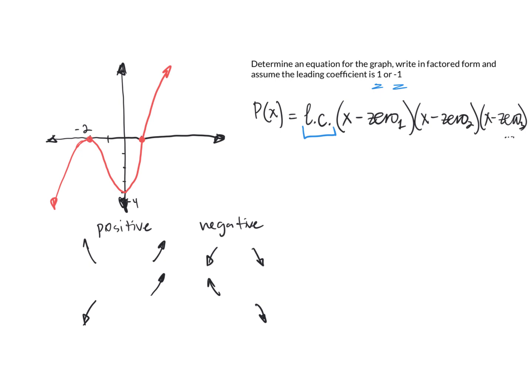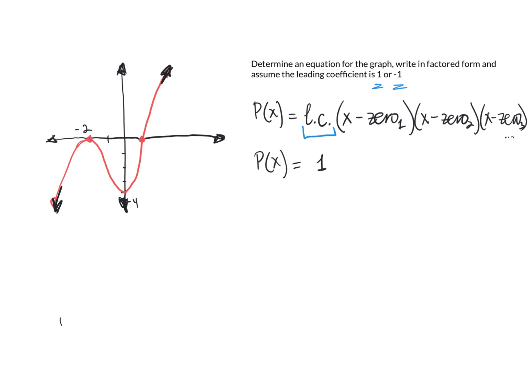Well, ours goes down on the left and up on the right. So that's a positive leading coefficient. Since we're selecting between 1 and -1, ours will be positive 1. So I'll write P of x equals 1.